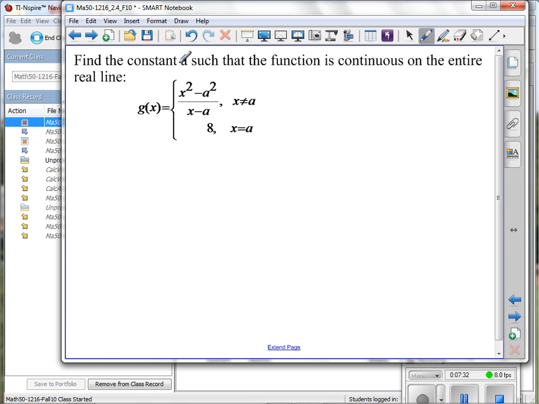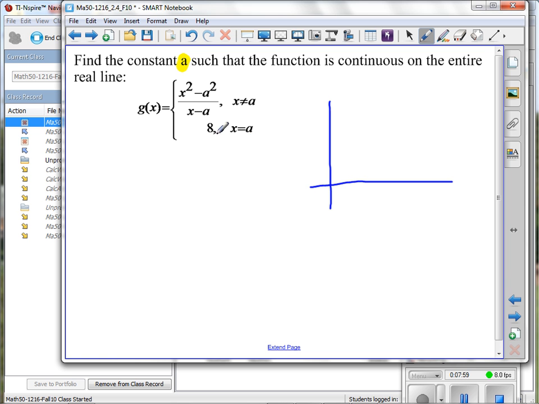Find the constant A, and again, I talked to you about A. That's a letter A, that's a variable A, that's not an article of language. Find the value for A such that the function is continuous on the real line. Now, we also talked last Thursday about what we knew about the graph of this function.